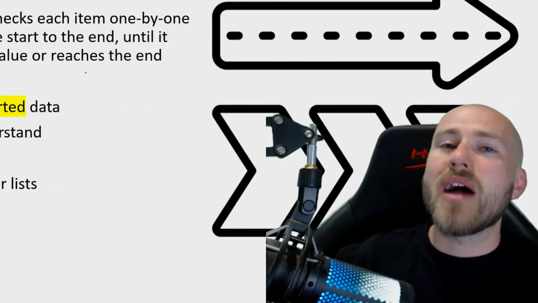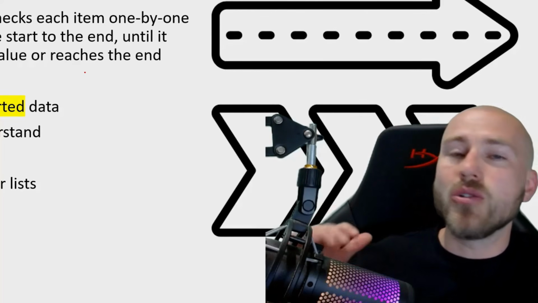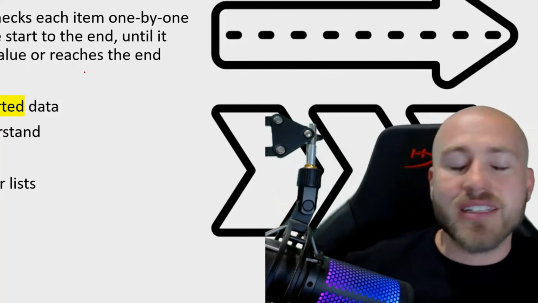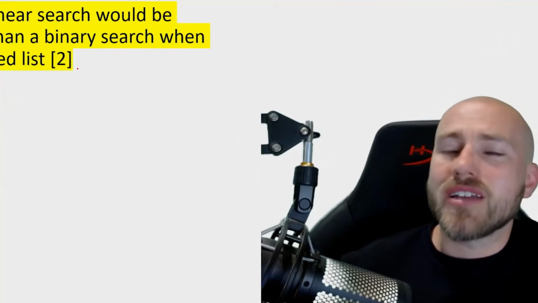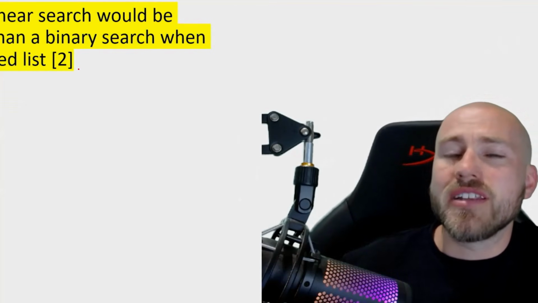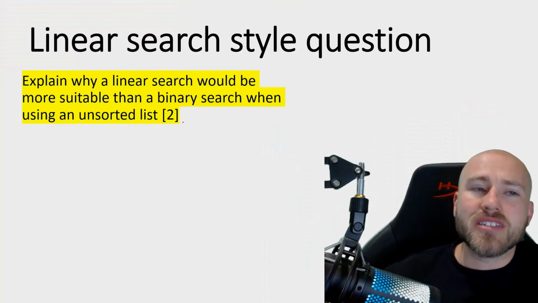So compared to the binary search, which got rid of half the data each time, let's say that the data that you're looking for is right at the end, it's going to take a lot longer to find that piece of data that it's looking for. So for this one, like I said, we don't usually have to show the steps for a linear search, so we just need to be able to explain it instead. So let's look at a practice question together.